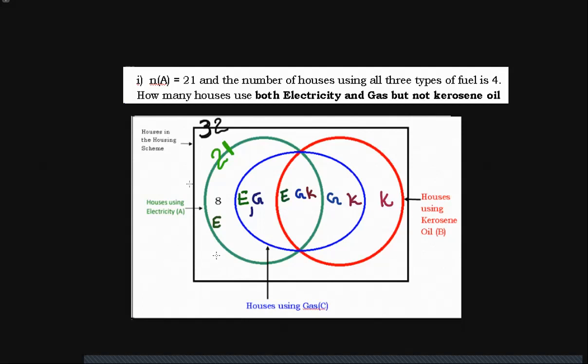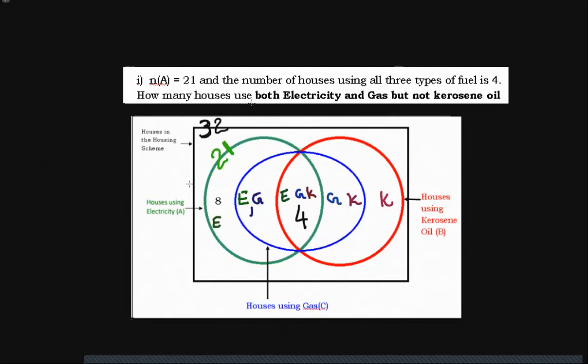All right. Okay. So let's look now. Houses using all three types of fuel. So where do they stay? All three types of fuel. The place where you see electricity, gas, and kerosene. That's here. That's four.